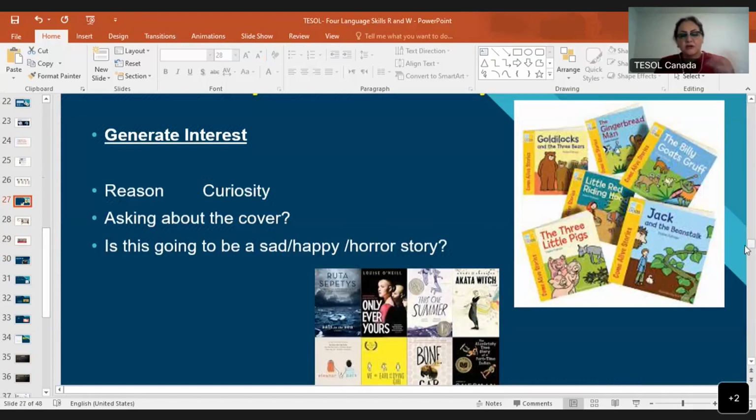You need to work on their curiosity and motivation. So you can show them different books, different genres at the same level. Which one do you like more? You look at the cover. Can you guess what's going on? Who are they? Where are they? What's happening? So ask them about the cover. Then say, who's going to read this book? And maybe 2 or 3 students volunteer.